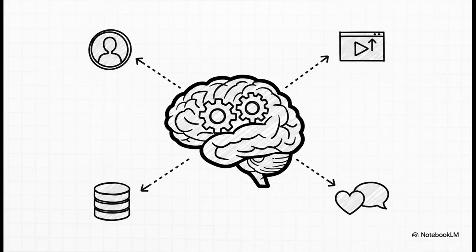And the glue that holds all of this together, the real brains of the whole operation, is the recommendation system. It's in constant communication with all the other services, gathering data, learning, and ultimately making that critical decision. Which video are you going to see next?